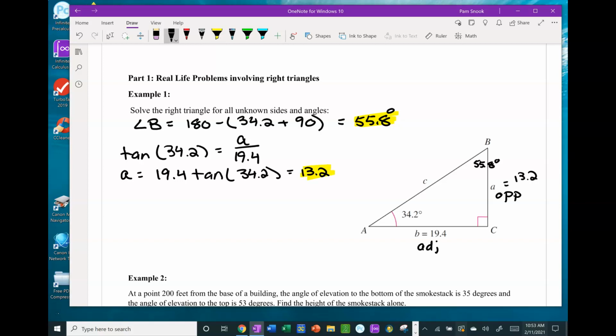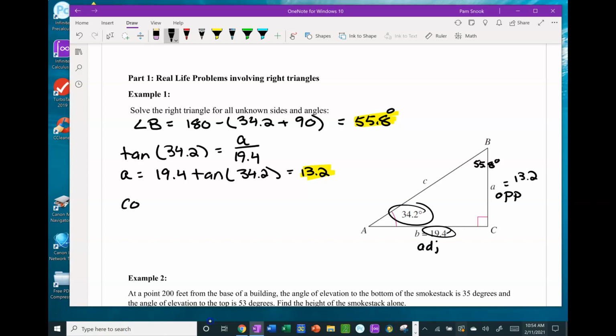And then to get C, you have several options. You can do Pythagorean theorem if you want. You can do any number of trig functions. What I think I'm going to do is use 34.2 degrees, and I'm going to use the 19.4. And the reason is both of those are given numbers. So if I've made a mistake in getting little a or capital B, that mistake will not follow me through the problem if I do it this way.